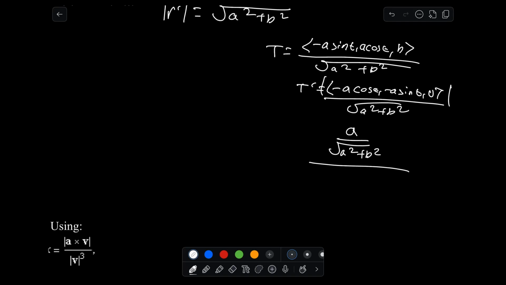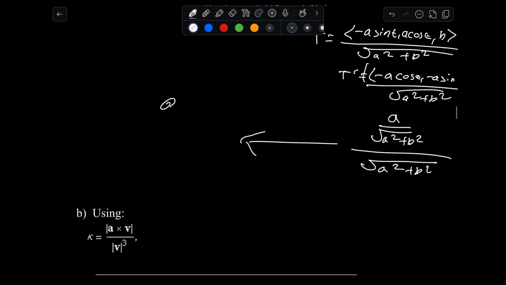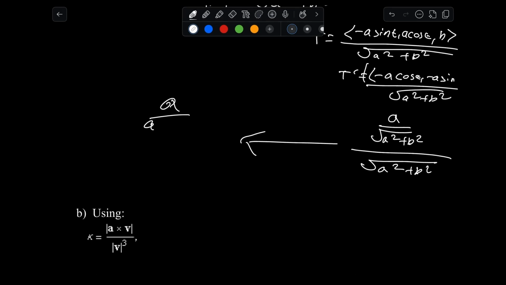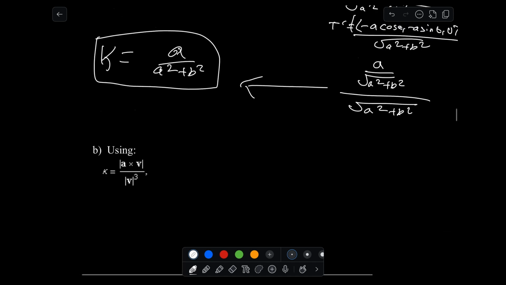You have to divide it by the magnitude of R prime, excuse me, which you're going to get this. Which means use your exponent properties. You would just get A over A squared plus B squared. Let me move that down for a second. And that is what your kappa should end up as.